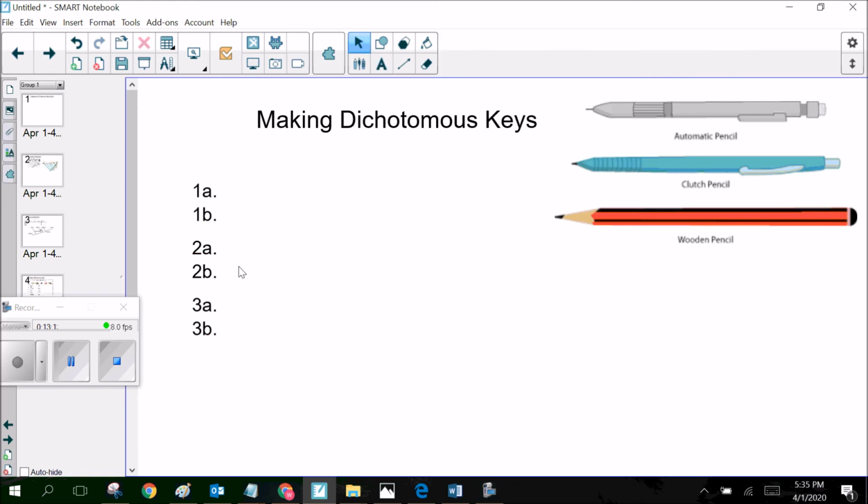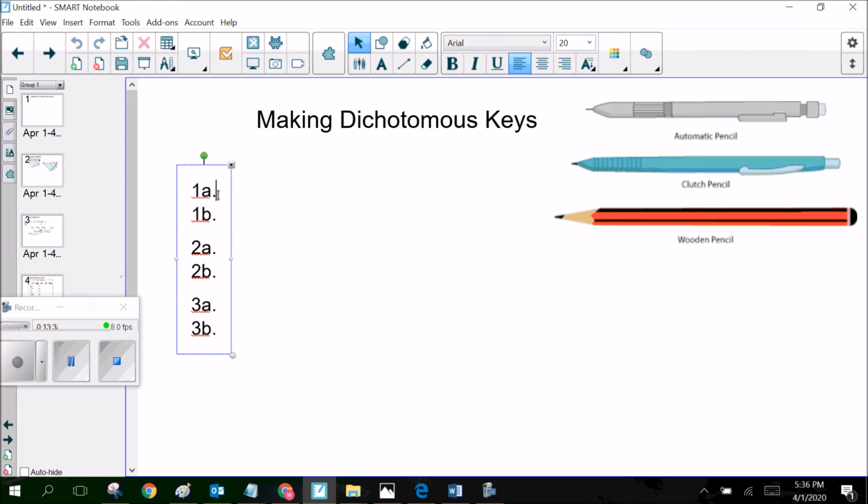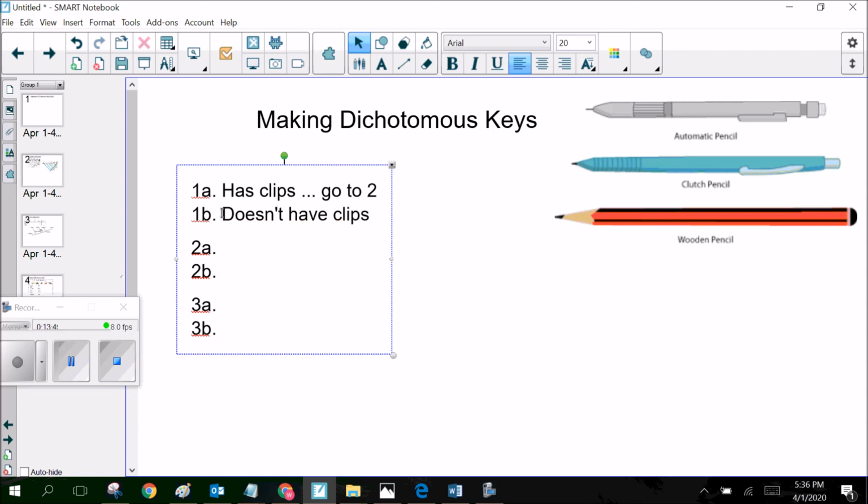So here are my sets of options, and now the first thing I need to do is figure out a trait that can separate one of these from the other one. I think I've got it. So this one right here doesn't have these little clips. Okay, and so this one right here has clips, and if it has clips, go to 2. But if it doesn't have clips, it is the wooden pencil.